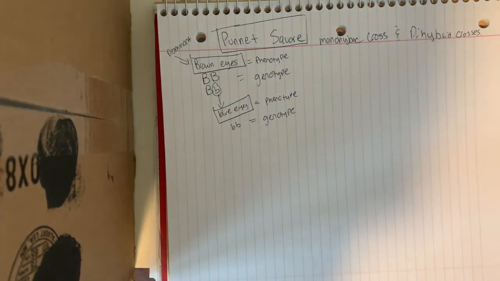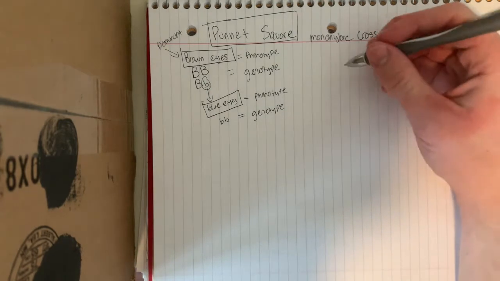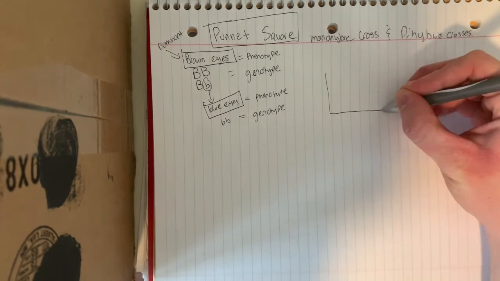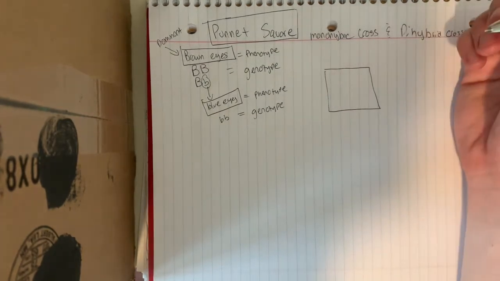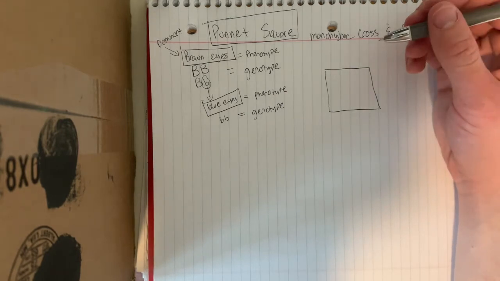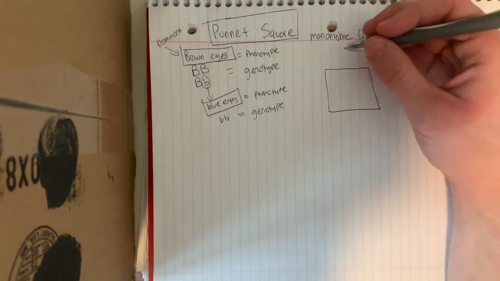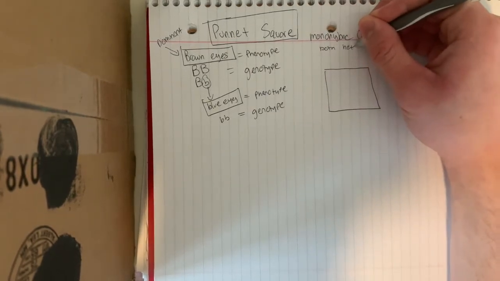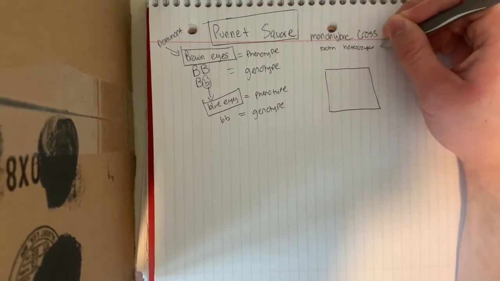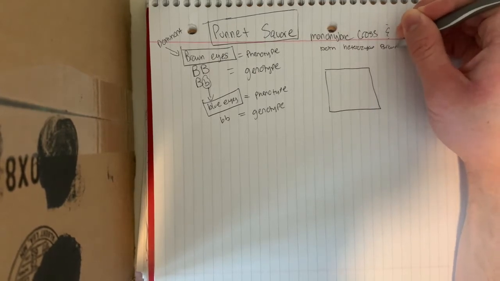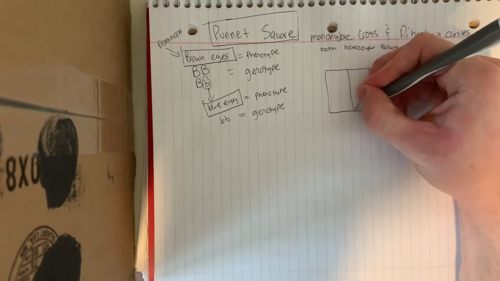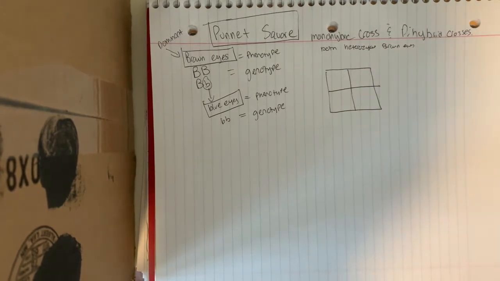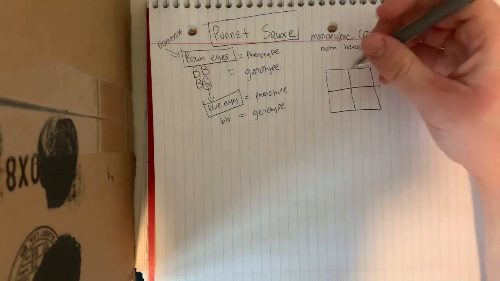So if someone asks you, okay, let's cross someone where both parents are heterozygous for brown eyes. So this is how you start a Punnett square. It just looks like a window, that you would normally draw when you were little. And sorry for my handwriting, by the way. It's a little bit interesting.